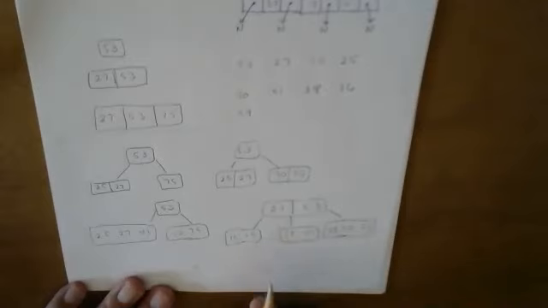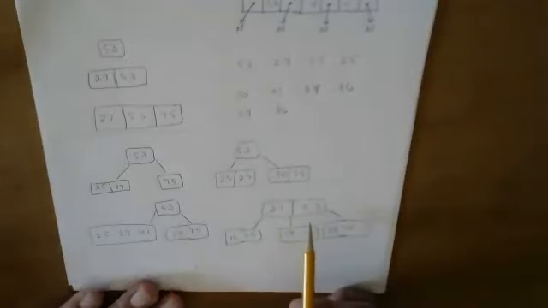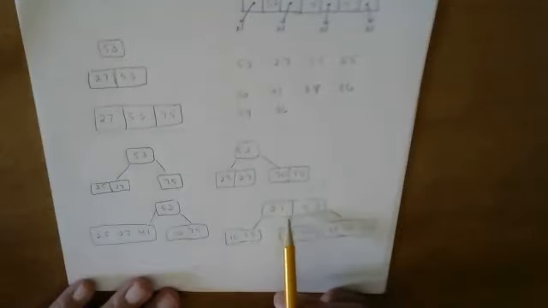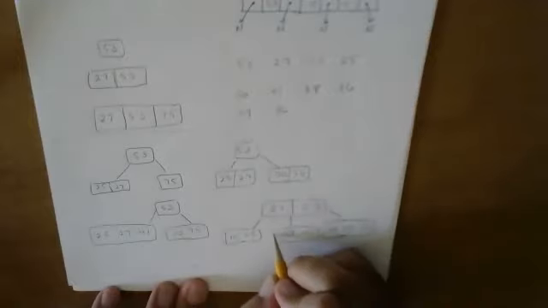Next number I want to add, 36. Where would 36 go? 36 would go in the middle child. Correct. It would go between 27 and 53, which means it's going to come down to this node and go here. All of a sudden, I'm starting to fill this node up.